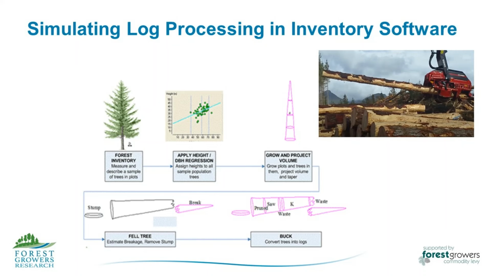The tree data, along with information on log product specifications and prices, are then entered into forest inventory software. The software then determines the combination of logs that gives the highest total value from each tree. The results are indicative of yields and values that can be obtained by well-trained and motivated logging operators.